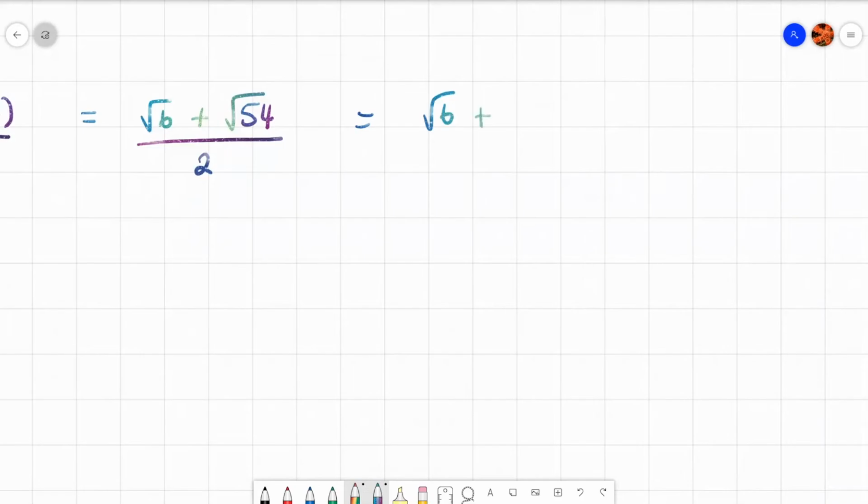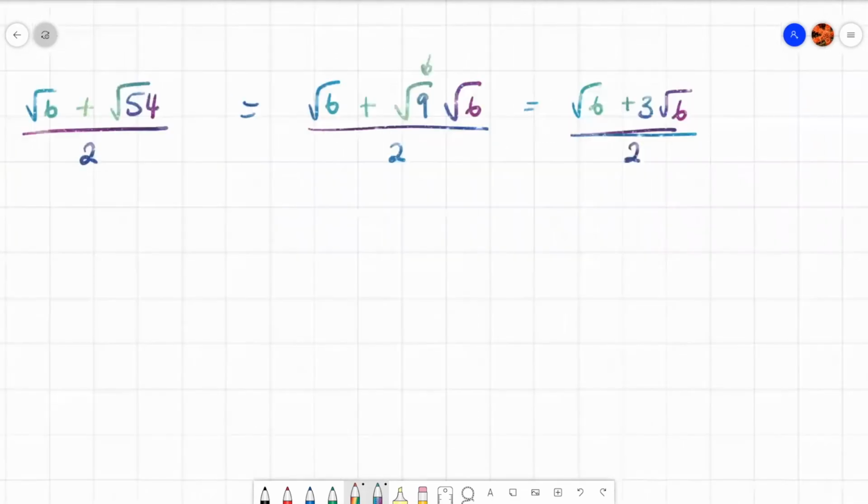Well, what we need is a square number that goes into 54. So let's have a look at the square numbers. Oh, 9. 9 goes into 54, doesn't it? So we can have square root of 9 times square root of 6 all over 2. Well, we've got square root of 6, but the square root of 9 is 3, so that becomes plus 3 root 6. And then we've got all over 2.